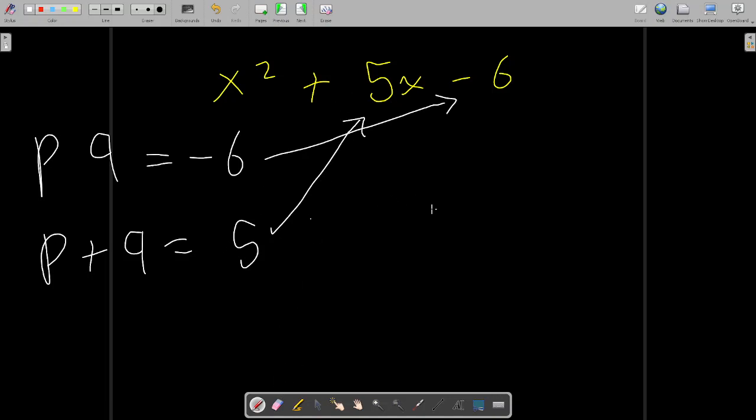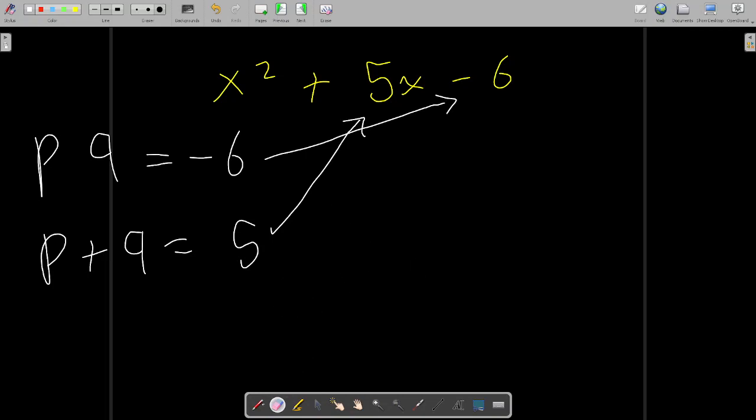Alright, let's look at some possibilities. Maybe some of you have found 2 and 3. 2 multiplied by 3 is 6, but not negative 6. When added it is 5, that is correct, but it's not negative 6. We have to keep in mind that we're looking for negative 6 and not just 6.